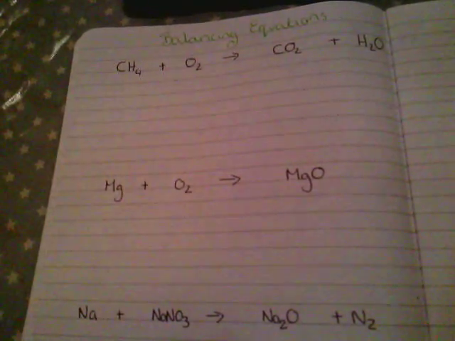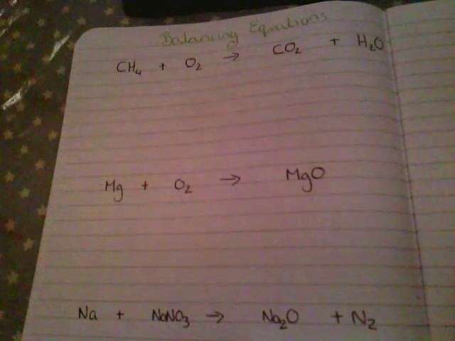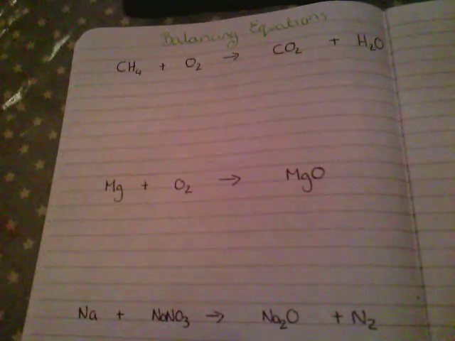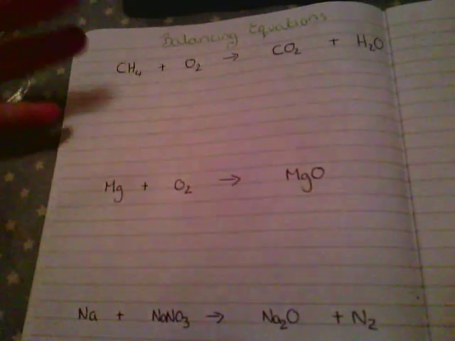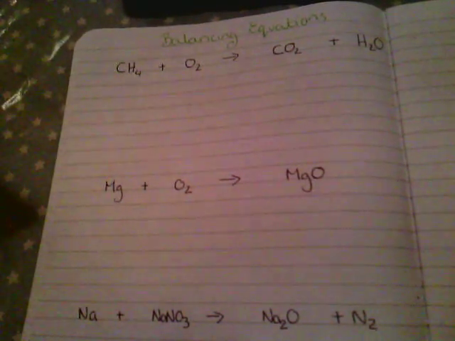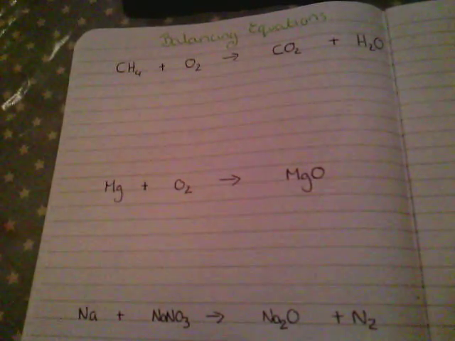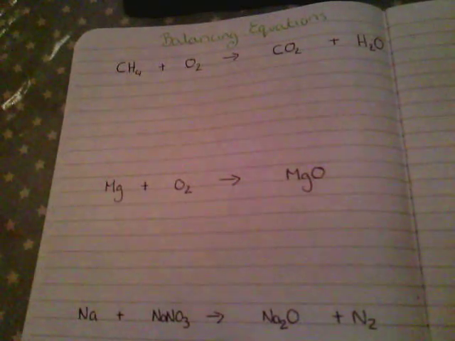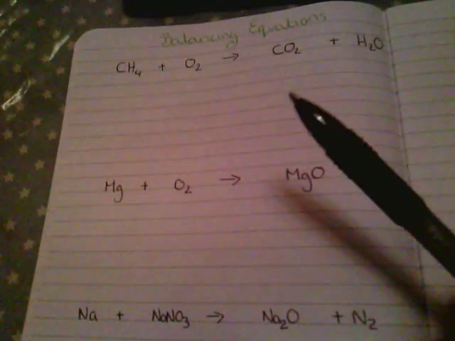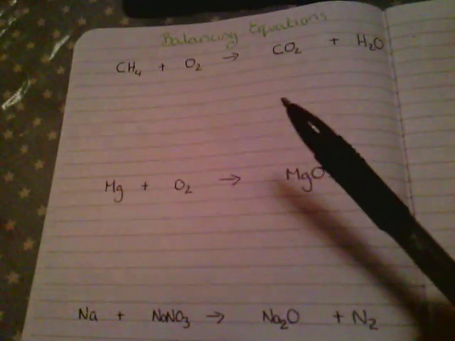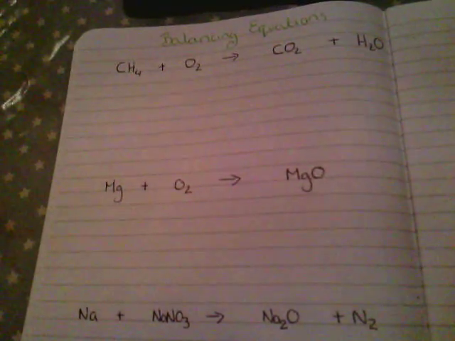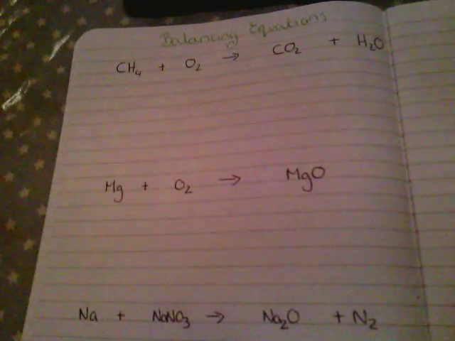We've got methane reacting with oxygen, and that forms carbon dioxide and water. So we've got our fuel here, with oxygen, and our classic combustion products of carbon dioxide and water. Any hydrocarbon combusting in plenty of oxygen is going to make carbon dioxide and water. If we didn't have enough oxygen, we'd make carbon monoxide. Anyway, first step on balancing an equation: tally up what you have.